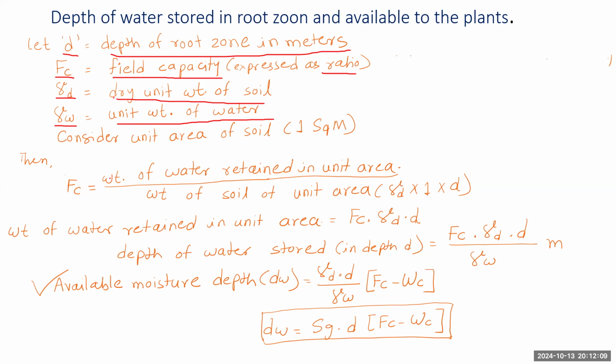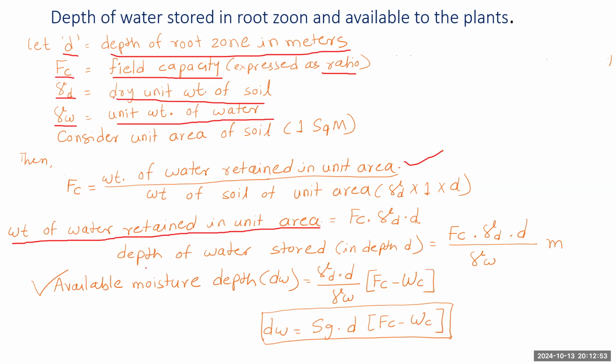The formula is weight of water retained in unit area divided by weight of soil of unit area. Unit area we have considered as 1 square meter. So what is the weight of water retained in unit area, and what is the weight of soil in unit area? If we write the expression for weight of water retained in unit area, this is calculated as FC into gamma D into D.